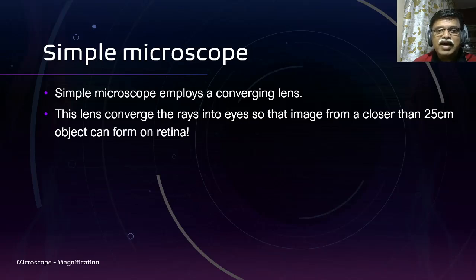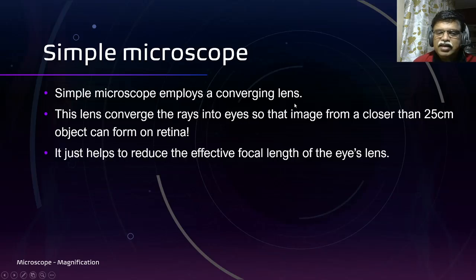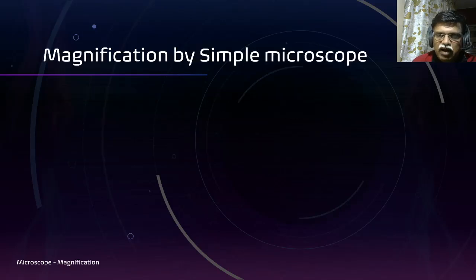Naturally it is going to subtend a large angle at the eye, but then it needs to be converged on the retina, and therefore you need additional converging power, and that additional converging power is given by the converging lens. Now it just helps to reduce the effective focal length of the eye's lens. So how do we calculate magnification by a simple microscope? Remember that the angle is not changing.